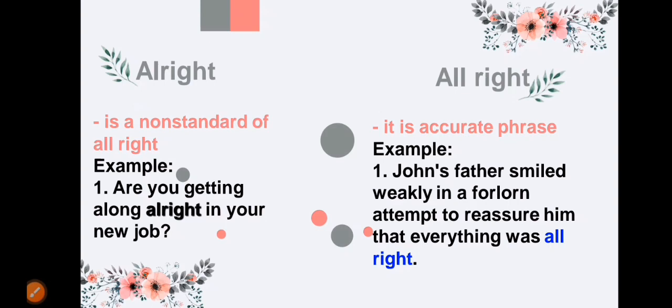Let's have this example. Are you getting along alright in your new job? So to correct that one, you just need to change that one word into two words, which is all and right. So we have to always remember that we have to abide by the standard spelling of words, most especially if we are engaging in formal composition. So the proper form of the word alright should always be in two words.